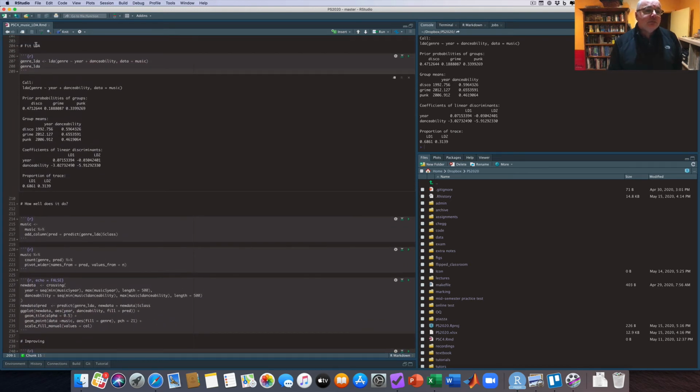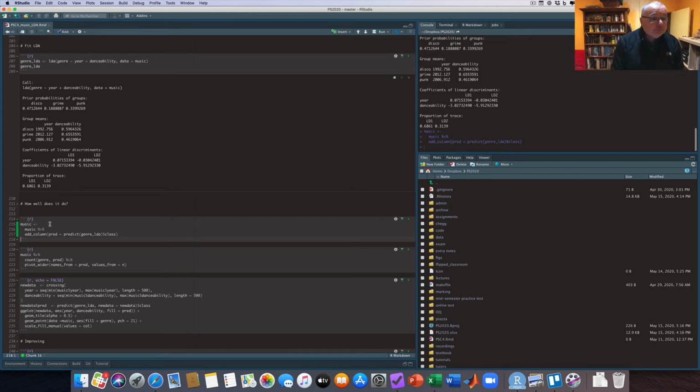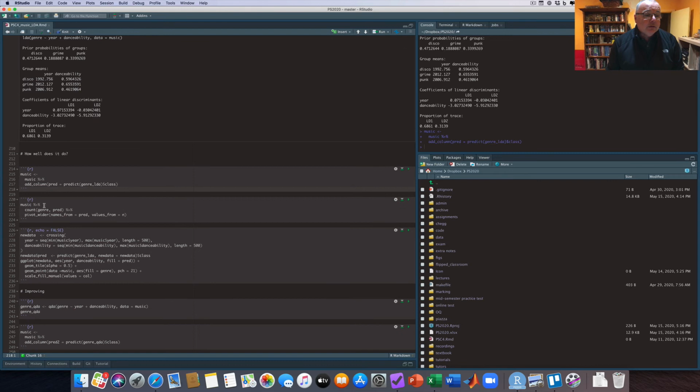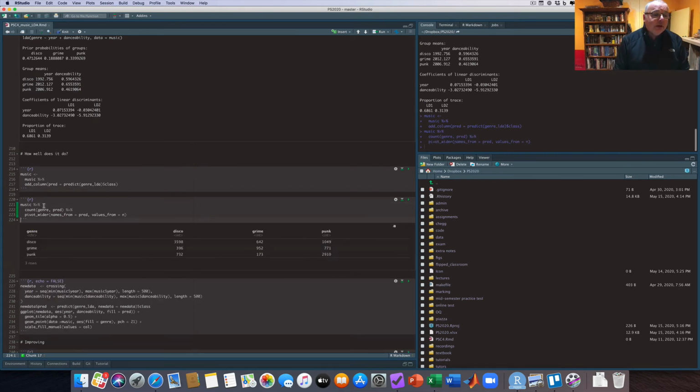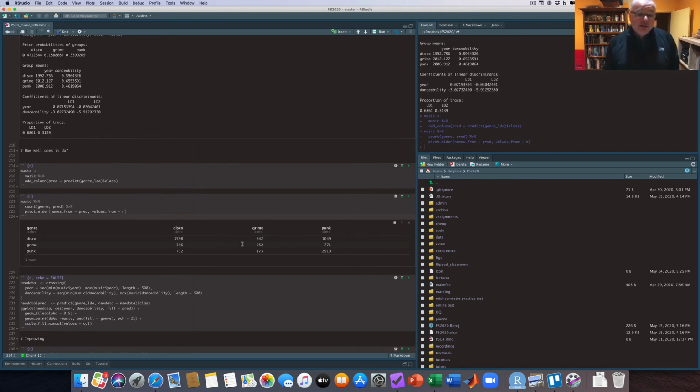Well, what I'm going to do is I'm going to use this model to predict for each value that we have in the data. I'm going to now say, well, how does our prediction compare with the facts? So what have we got here? So of all the songs that are disco, it's correctly classified about 3,500 as disco, although it has taken 600 of these songs and said they're grime and 1,000 and said they're punk. So anything that's on the diagonal here is correctly classified. The ones that are off are incorrectly classified. So it's not too bad.